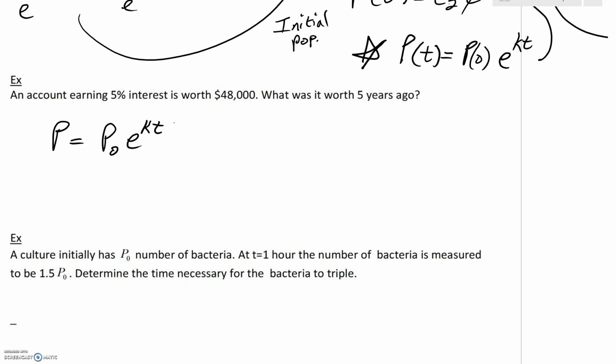Now, it says an account earning 5% interest. 5% interest as a decimal would be written as 0.05, and that's your growth rate. So I'm going to say K would equal 0.05. How about that? And they're saying an account is worth $48,000. What was it worth 5 years ago? Now, we're assuming, as was just asked a second ago, is this continuously compounded interest? Here, we're just going to say that we're officially having an annual rate of 5%.